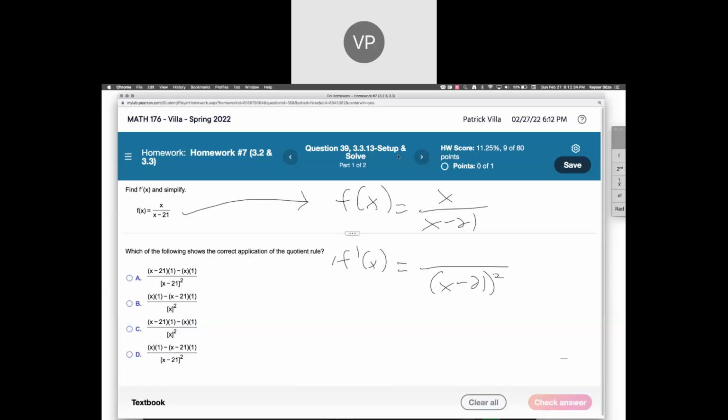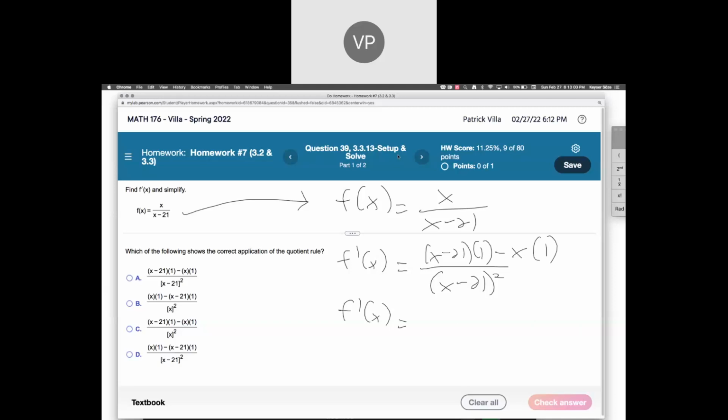Okay, then we take, on the top, on the result here, the answer of this. Remember the rule: you take the bottom as it is times the derivative of the top, minus the top times the derivative of the bottom. Well, the derivative of the bottom, x minus 21, is just plain 1. So that's all we have there. Now this is the derivative, but you have to clean it up a little bit.